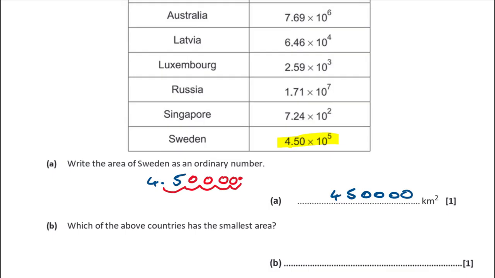Well, the smallest area is going to be the number with the smallest power of 10, isn't it? So if you have looked down those lists, you should know already that Luxembourg is a pretty teeny tiny country, and so is Singapore. So it's going to be out of those two, but if you look, 10 to the 2 is smaller than 10 to the 3. It's definitely Singapore. Singapore is just a teeny tiny island.